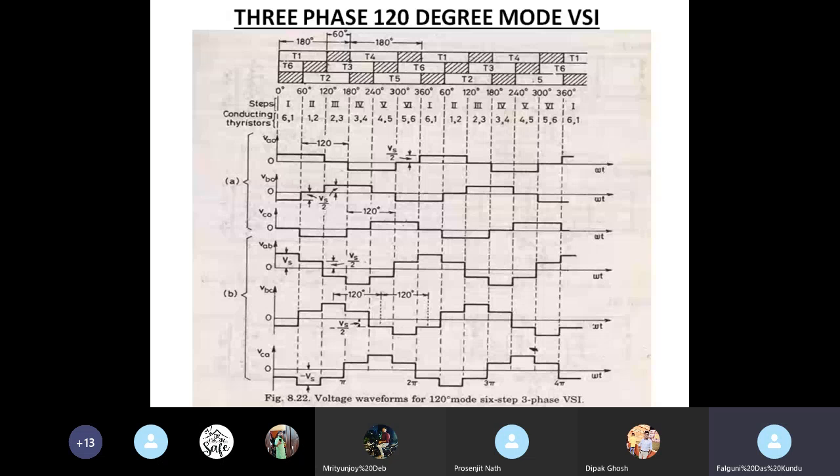After that we discuss the CSI mode. So we can say that, in general, this angular interval of 60 degree exists between the turning off of one device and the turning on of the complementary device in the same leg. So this 60 degree time period is sufficient for the outgoing thyristor to regain the forward blocking capability.